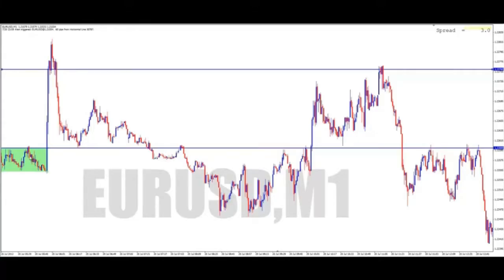What did we have? Over here on the left, we had an area of indecision. We had a box here, price didn't know where it was going to go. So it shot up and up and up. And then there was an area of indecision here. It was decided then that it was too cheap still.